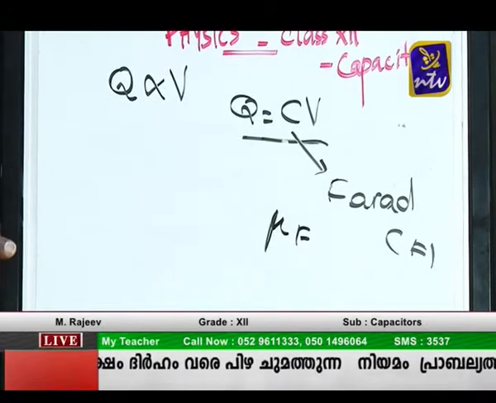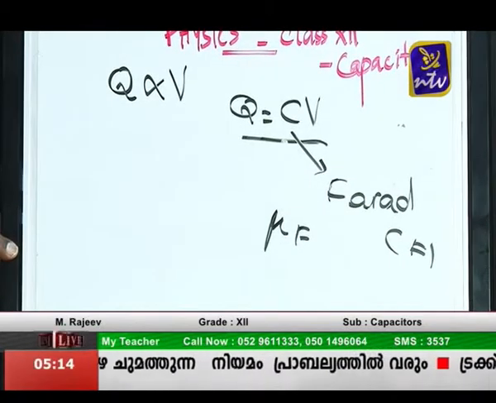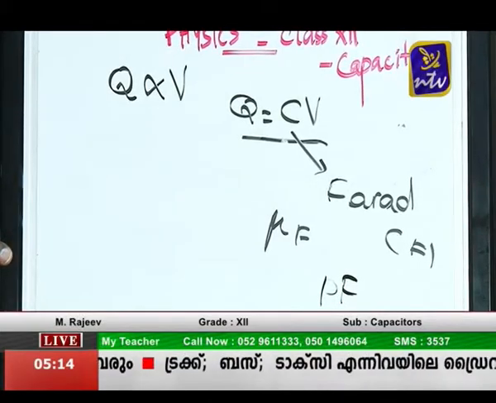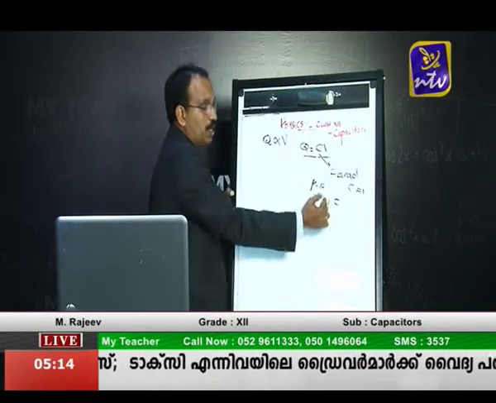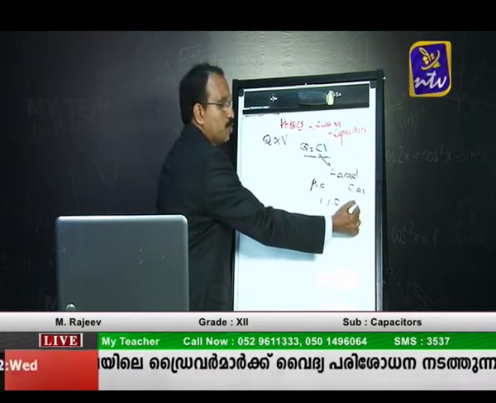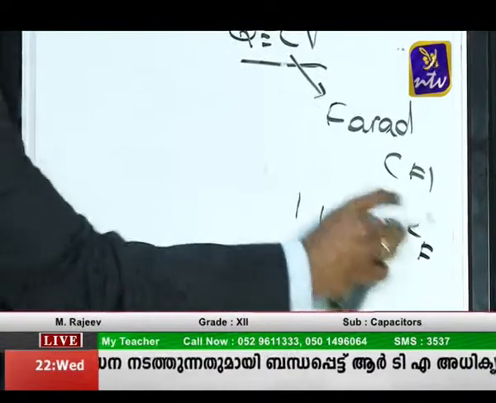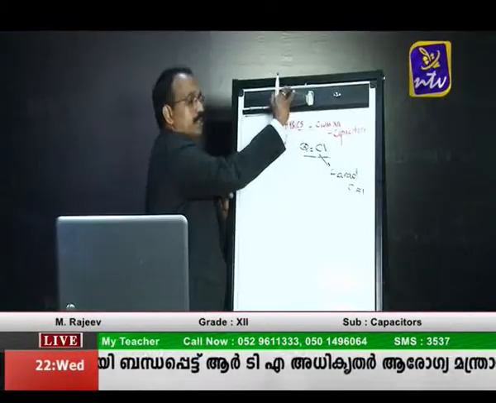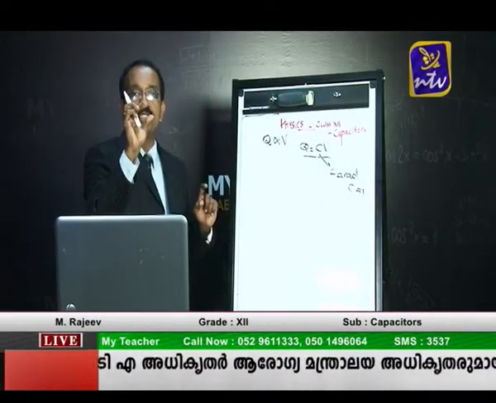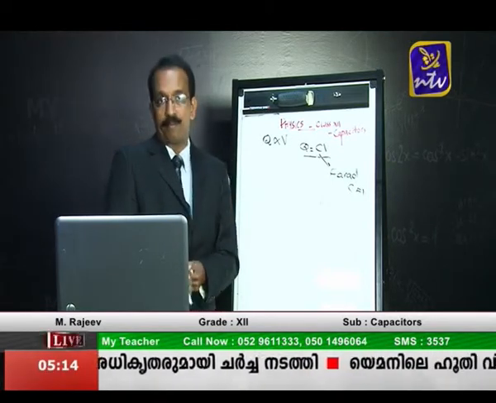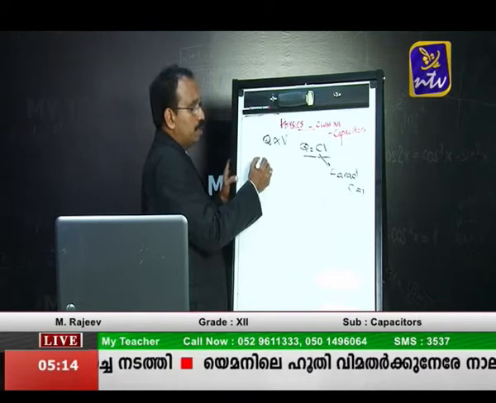Micro stands for 10 to the power minus 6, and if it is picofarad, you should convert it into farad by multiplying with 10 to the power minus 12. 1 picofarad is 10 to the power minus 12 farad. Now let us see the factors that can influence the capacitance. For a given capacitor, it has a given capacitance, so it depends on these many factors.